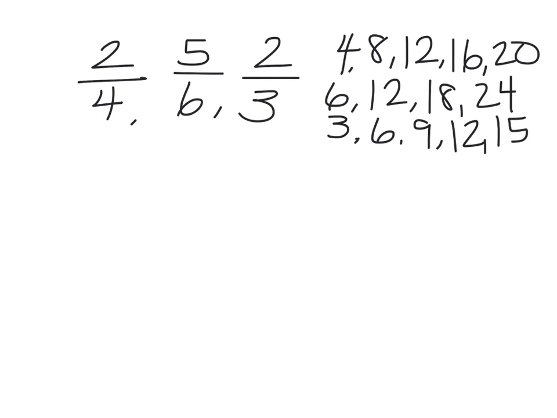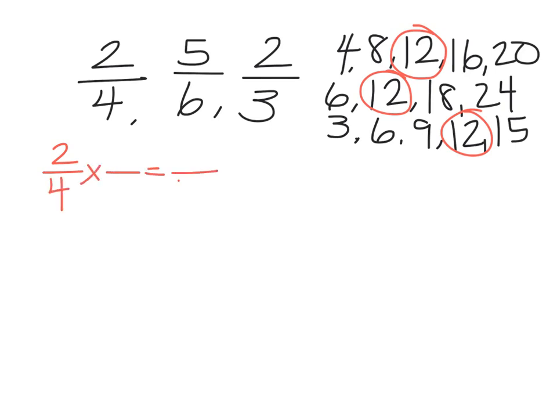So now my job is to find a number that is the same in all of those lists. So I don't have a 4 down below, I don't have an 8 down below, but I do notice I have 12 in each one. So that will be my new denominator. Okay, now we need to change the fractions. So if we have 2/4, and we know we want to get 12 on the bottom, we're going to set it up like this, and we're going to say 4 times something is 12.